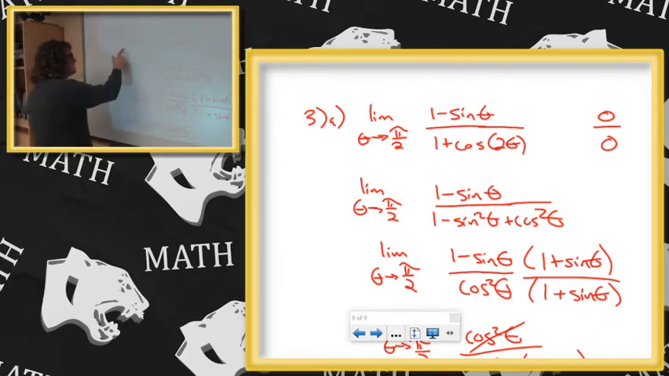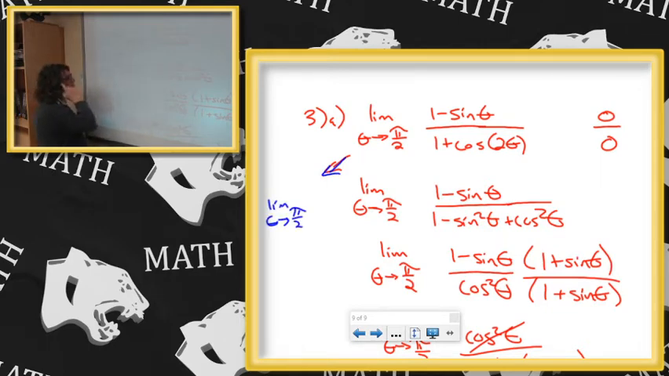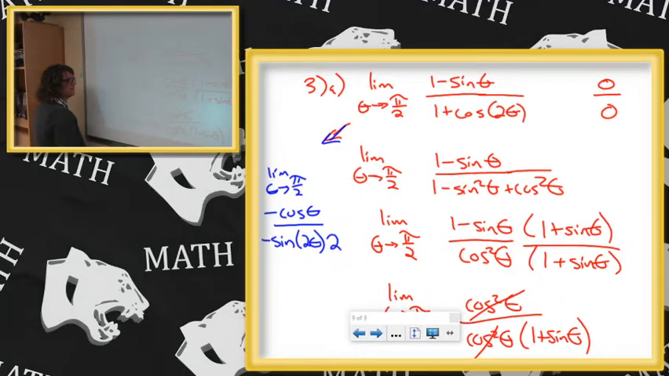with L'Hopital's rule instead, we would have here the limit as theta approaches pi over 2 of the derivative of the top, which is going to be negative cosine theta, over the derivative of the bottom. 1 is 0, and then you get the cosine, which gives you negative sine. Leave the inside alone, times the derivative of the inside, which is a 2. And so we would end up here with, in this case, cosine of pi over 2, which ends up giving you 0 over 0 still right now.